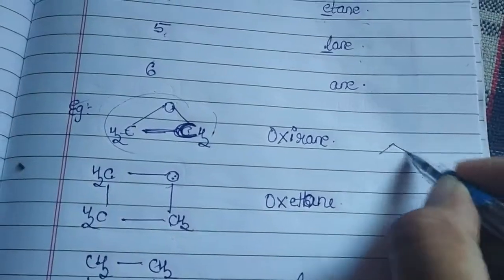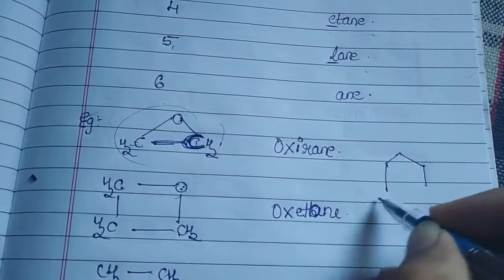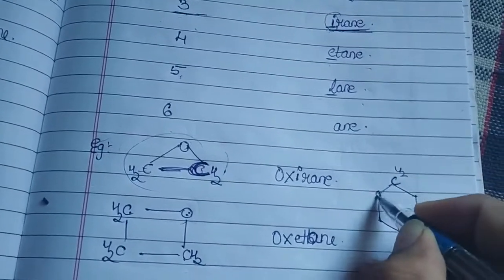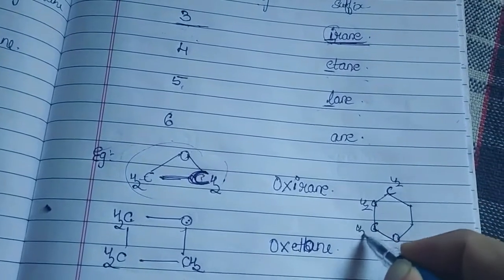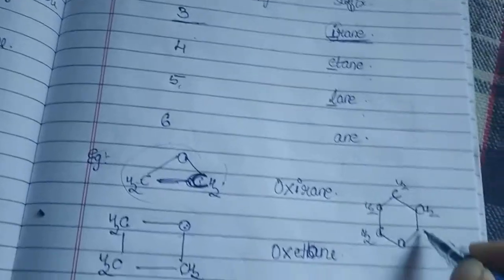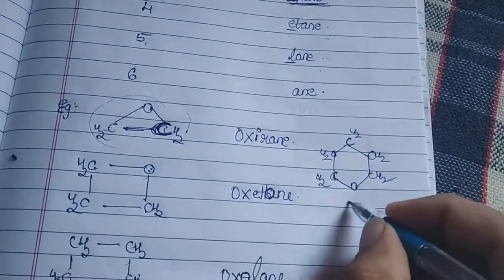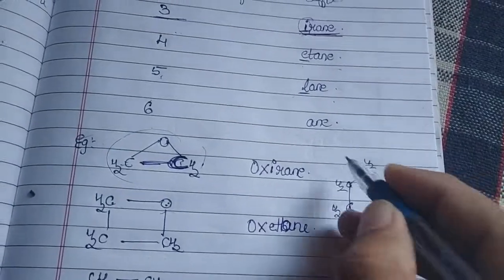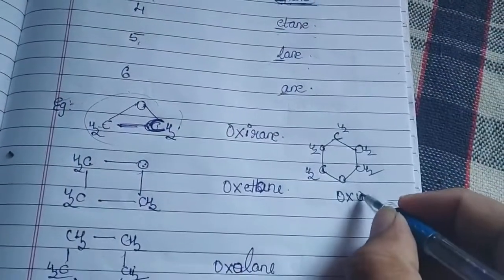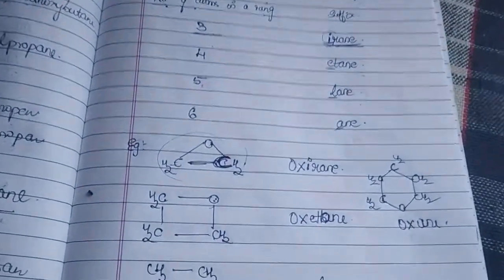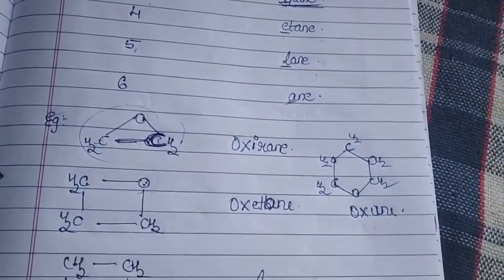Like the benzene ring, write it as a hexane ring and put O here. Then here also CH2, CH2, CH2, CH2 and CH2. Getting my point? So what it will be called as is oxo, and it has an A sound, so oxane. Oxane. So this is the way of writing the IUPAC name for your cyclic ethers.